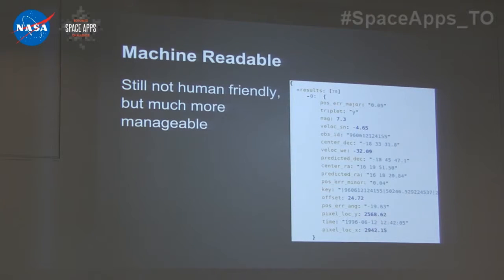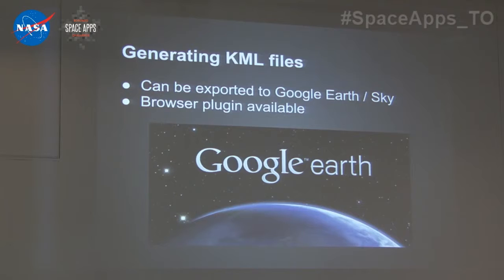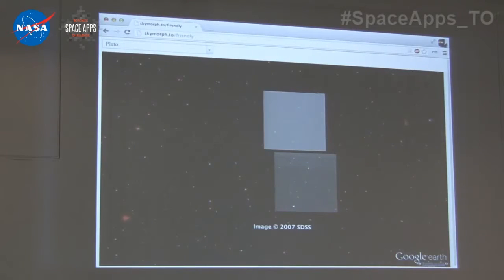So it creates a machine-readable but still not human-friendly data set, that basically puts name parameters and is a bit easier to use. But our challenge was to create a human-friendly, interactive, and accessible way of accessing this data. One tool we had available was Google Earth, so we decided to export this data as KML files that would basically put the images onto the sky in the correct position, the correct size, and correct orientation, and allow us to see the context of those images and load them much more quickly.